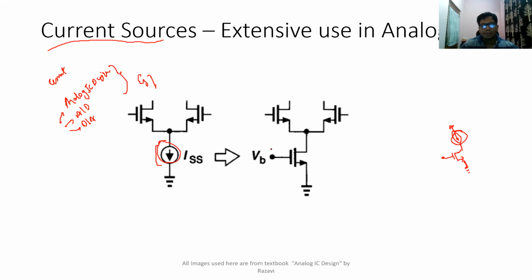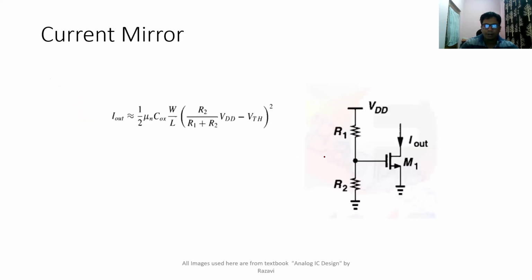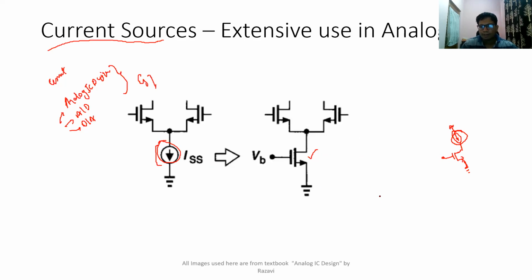And mostly our perception is whenever we want a current source, we can simply use a MOSFET, because it can act like a current source. How can we say that? We know that for a MOSFET, if it is in saturation, its current will be 1/2 μn Cox W/L (VGS - VTH)^2. So if we can bias it at some particular voltage, then a MOSFET can behave like a current source.